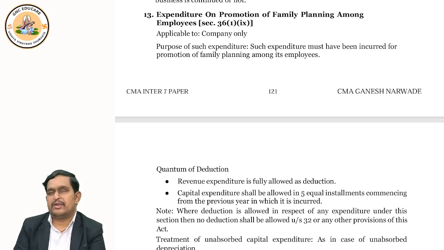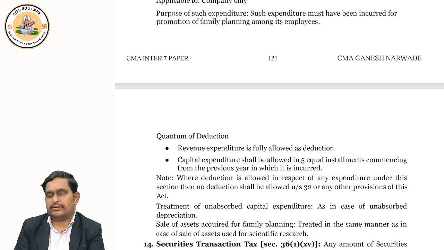Right. But suppose, for example, you try to deduct family planning expenditure, but the profits of the organization, the business income, is not sufficient. What to do?